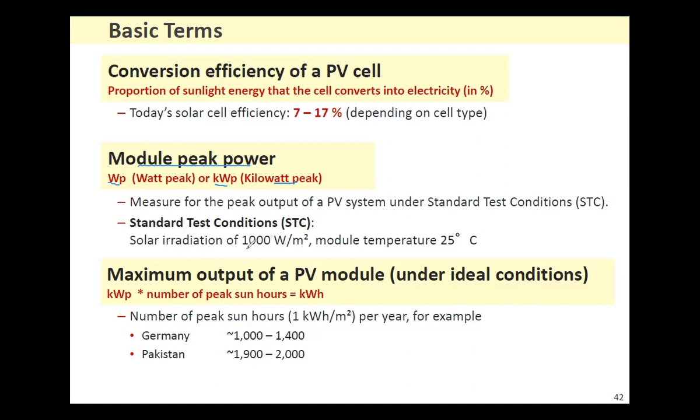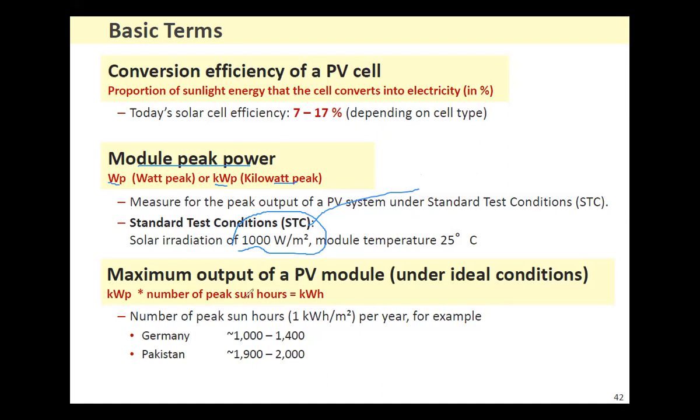The standard condition, as I told you, is a solar irradiance of 1000 watts per meter square. Under that standard condition, what will be the maximum power, the maximum power the panel will be able to deliver you? So this is what is known as the watt peak. In the upcoming slide, I will show you the nameplate behind the solar panel.